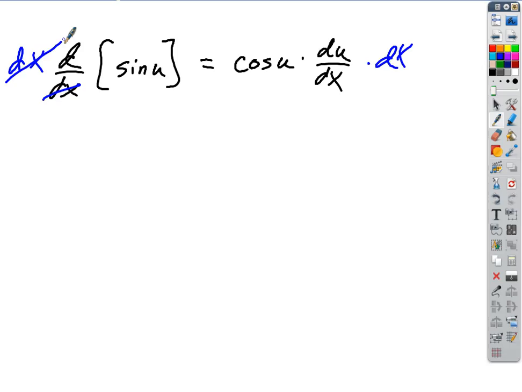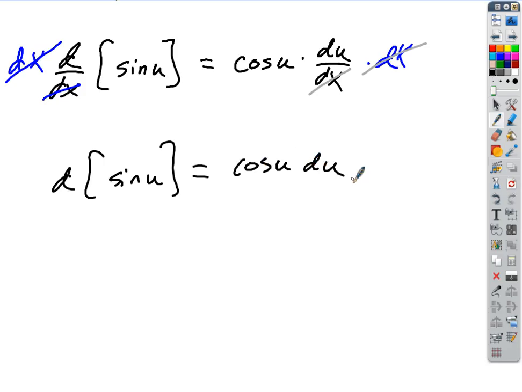And so we're left with the differential form of the derivative of sine u equals whatever's over here. Look what happens: dx on the top and dx on the bottom cancel, and I just get cosine of u du. Now if I want to write this as an antiderivative, I want to undo the derivative. I'm going to reverse this process. Got to treat both sides equally.